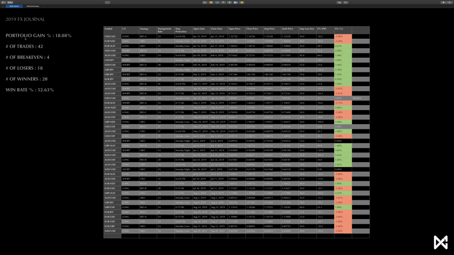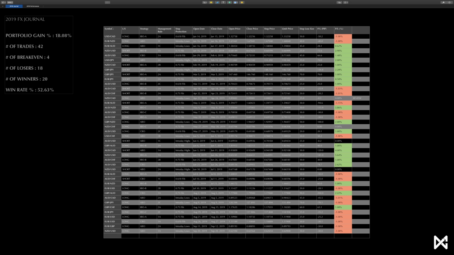First, I looked at the simple overall portfolio figures, such as the portfolio gain of 18%, number of trades, break even, losers, wins, win rate, and tried to gauge where this trader falls within his own performance, and what kind of information we can pull from that. So again, number of trades, what is the average trades per month taken, does the portfolio gain reflect that really well, and so on, right?